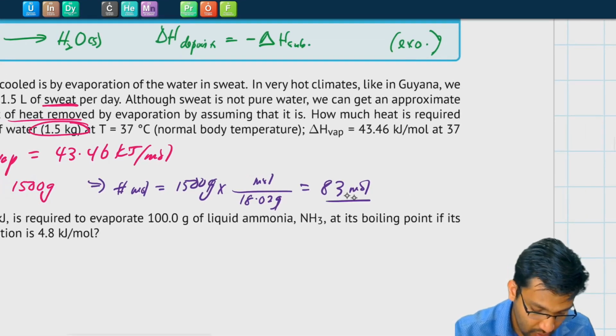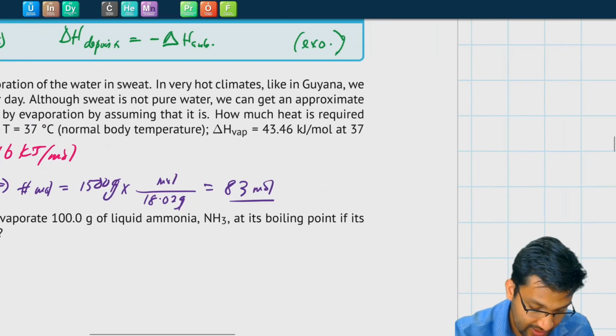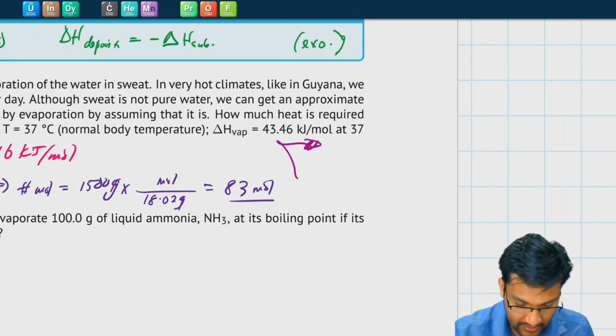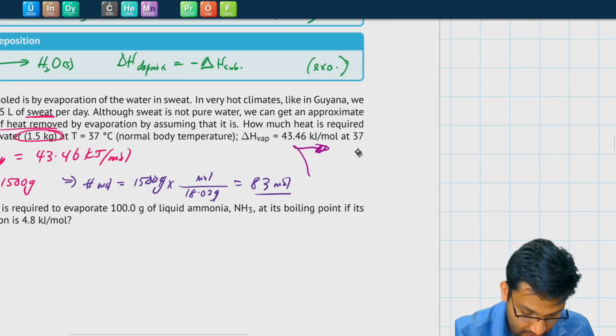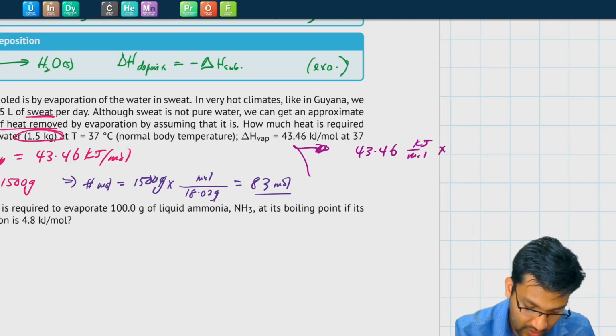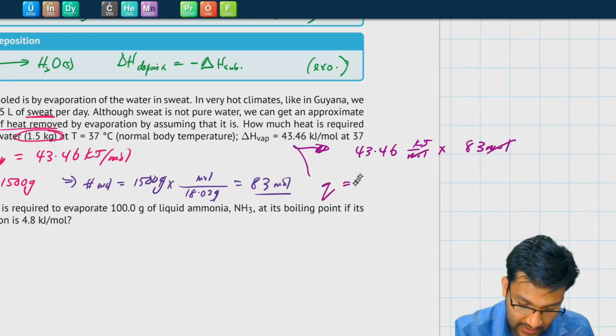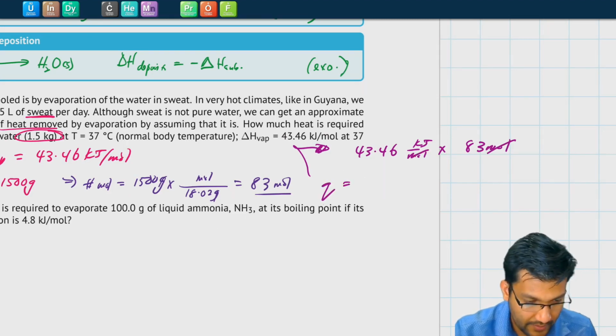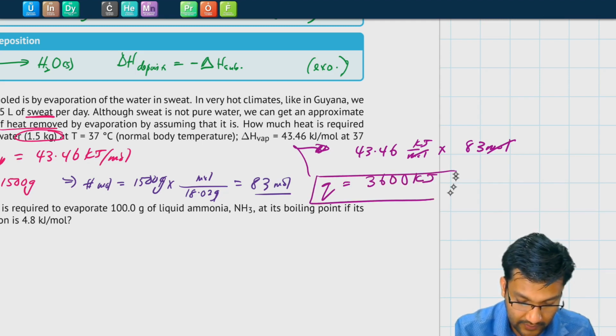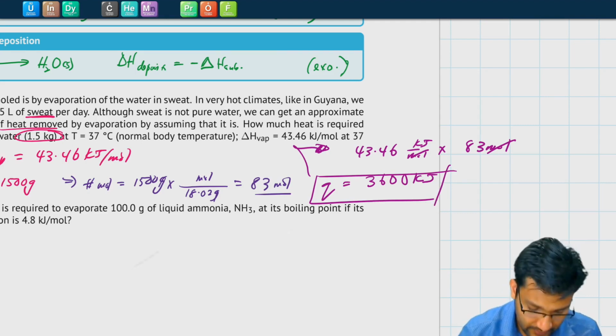So we know the number of moles, we know the enthalpy of vaporization, so the heat that we get, or rather it takes away from us, is going to be 43.46 kilojoules per mole multiplied by 83 moles. So the heat there, Q, remember, is for heat. I punch this in my calculator, I get 3600 kilojoules of heat. That's a lot of heat that it's taken away.